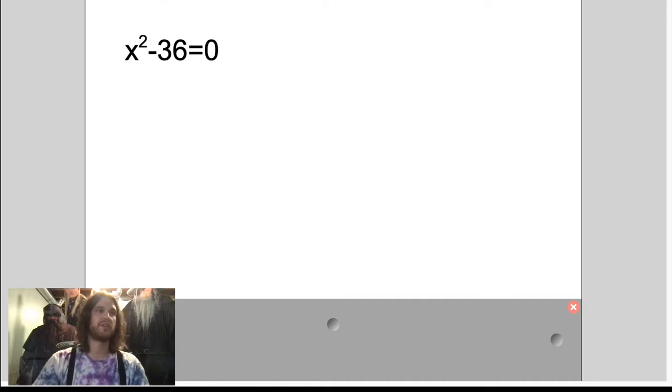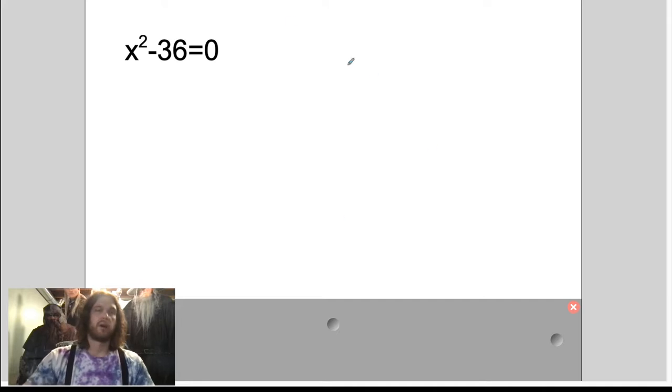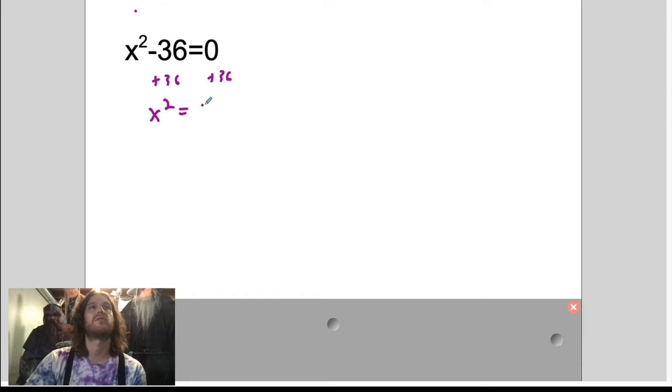All right, so this one is not in the same orientation as the previous. The other one had the constant on the other side already. If we want to solve this, we could graph x squared minus 36, but I don't really want to go down 36 on a graph. That doesn't sound like fun. So what I'm going to do is try to get x squared by itself. I'm going to add 36 to both sides of the equation. And I'm left with this step that says, what number times itself is 36?